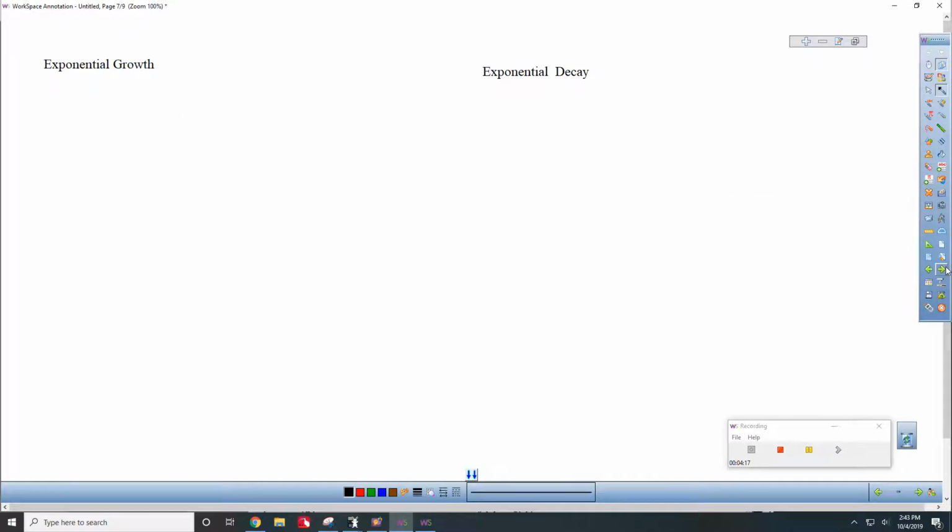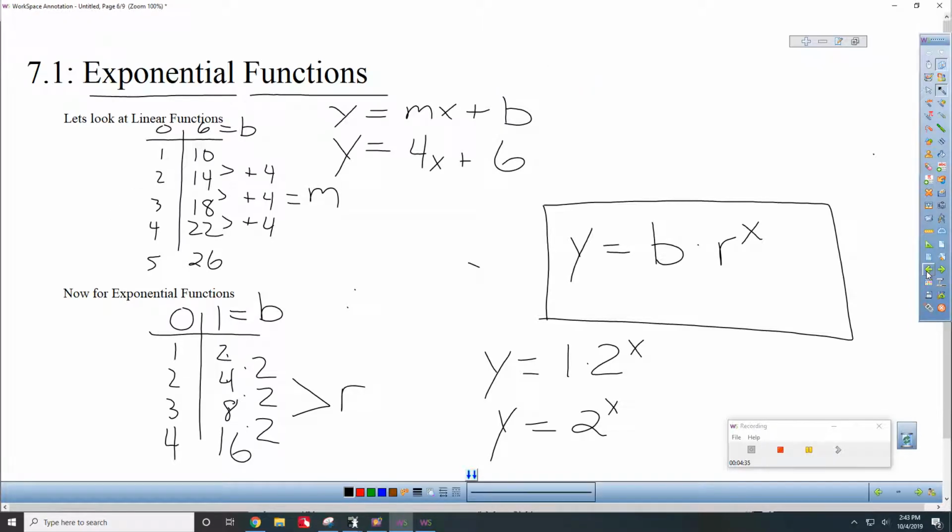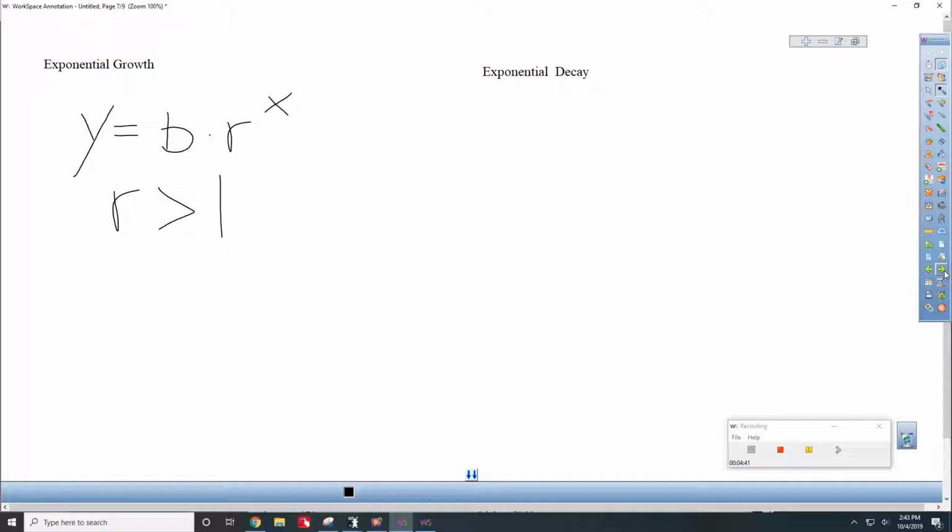Exponential growth would be y equals b times r to the x, where r is bigger than 1. If you look back to that previous example, our r was 2, and that's why it got bigger fast. Exponential decay would be y equals b times r to the x, where r is less than 1.